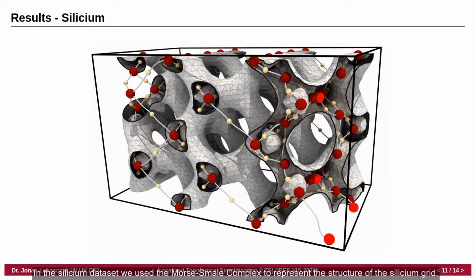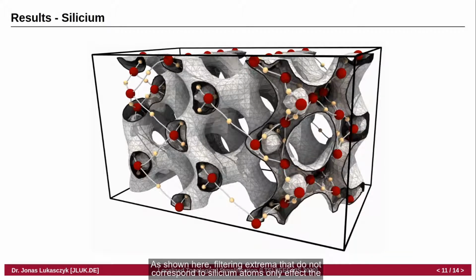In the silicium dataset, we used the Morse-Smale complex to represent the structure of the silicium grid. This example highlights that LTS only affects regions that actually need to be simplified. As shown here, filtering extrema that do not correspond to silicium atoms only affects the feature characterization locally.